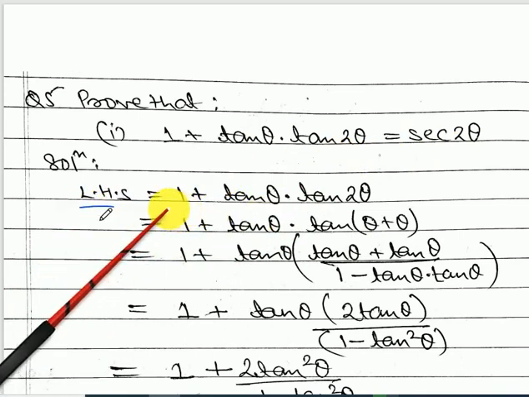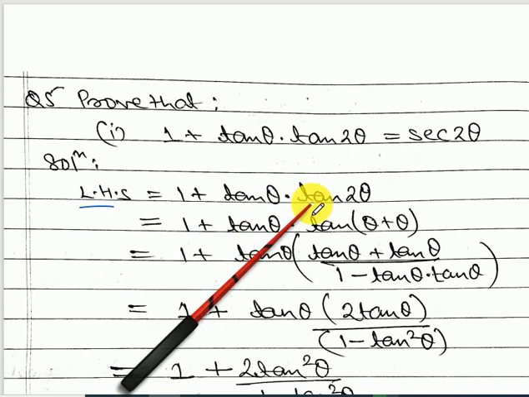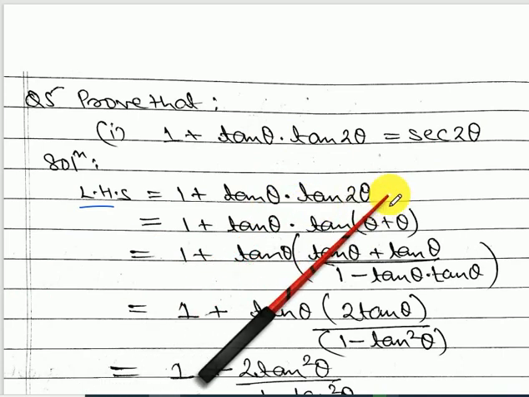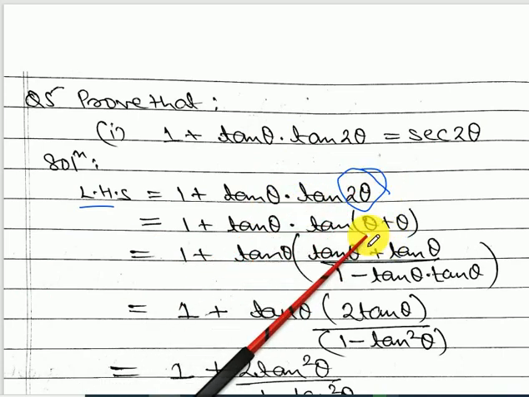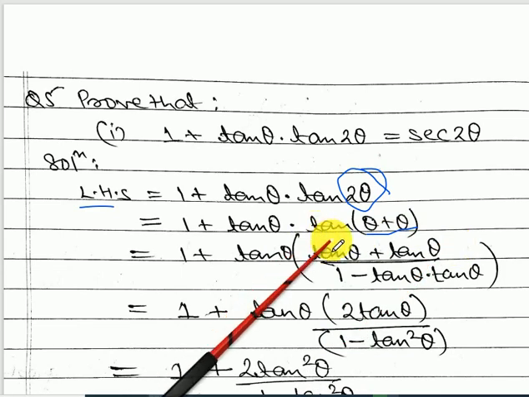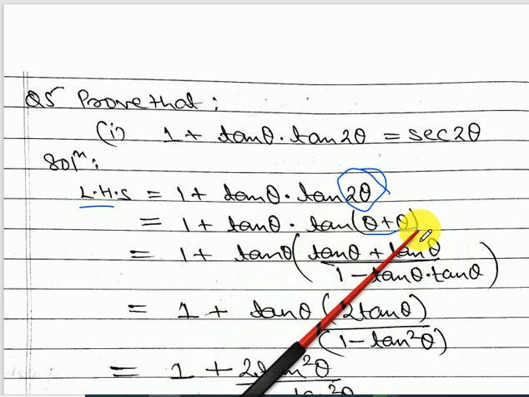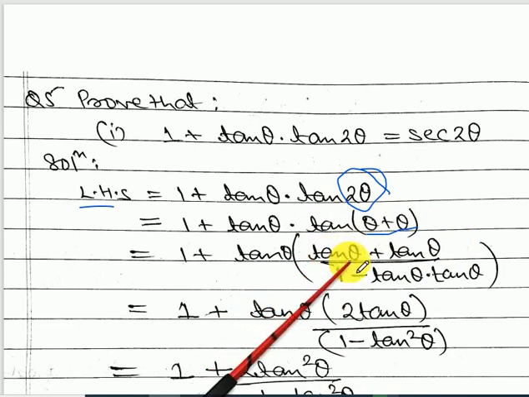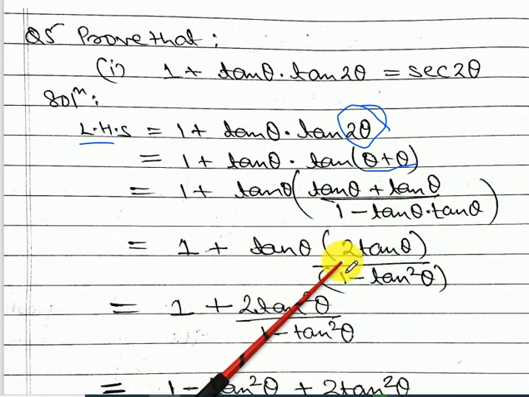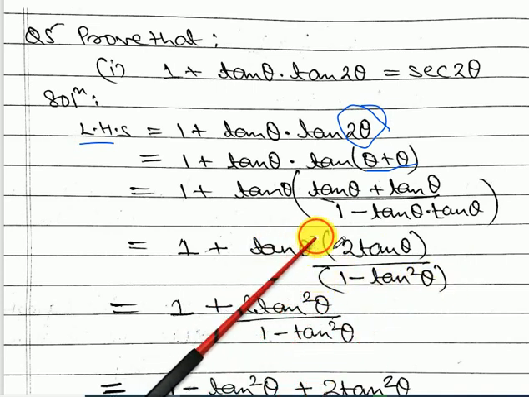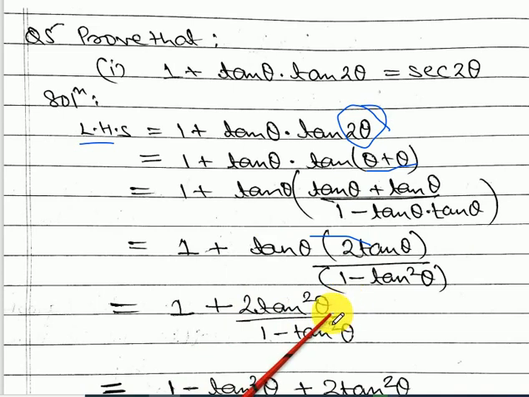So left hand side is equal to 1 plus tan theta into tan 2 theta. Now this 2 theta can be written as theta plus theta. Clear? Now you know the formula tan A plus B. Okay, so using that you can write tan theta plus tan theta upon 1 minus tan theta into tan theta. Clear? So you get 2 times tan theta upon 1 minus tan square theta. Clear? Here this will multiply inside, so you get 2 times tan square theta upon 1 minus tan square theta.